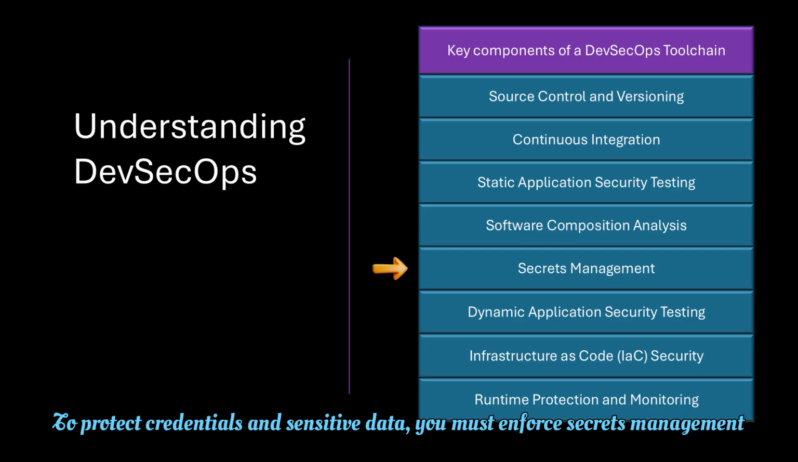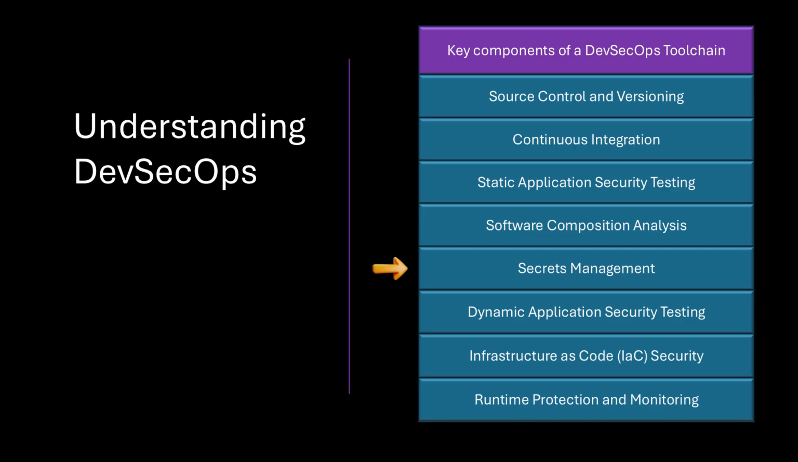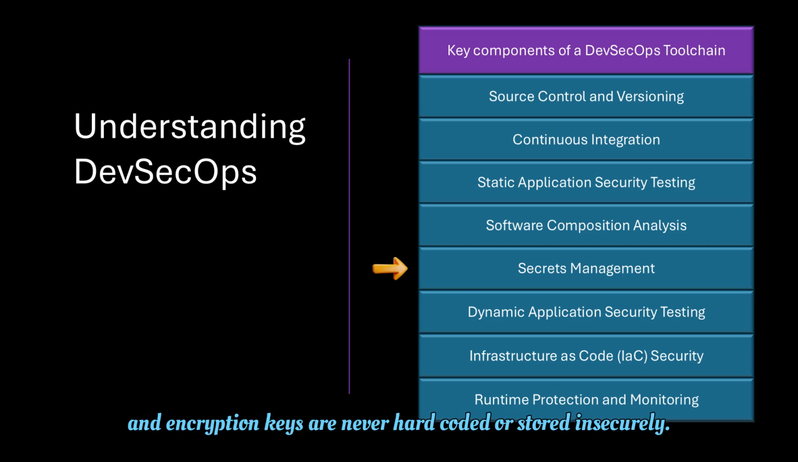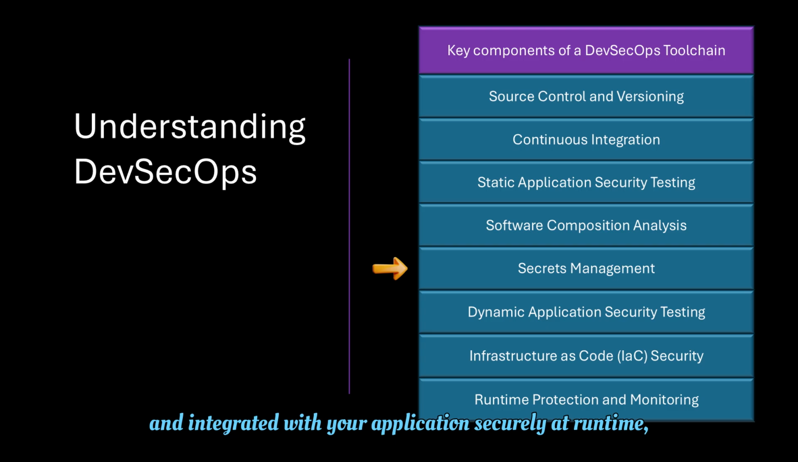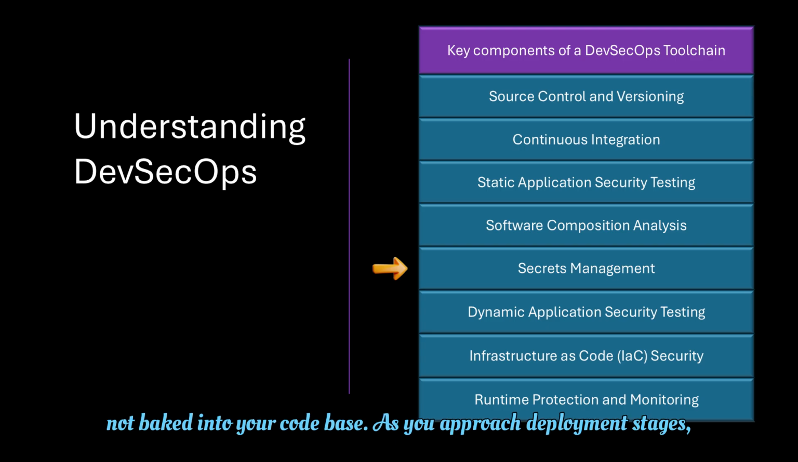To protect credentials and sensitive data, you must enforce secrets management. Tools like Azure Key Vault or HashiCorp Vault ensure that secrets, API keys, certificates, and encryption keys are never hard-coded or stored insecurely. You should mandate that all secrets are managed centrally, rotated regularly, and integrated with your applications securely at runtime, not baked into your codebase.